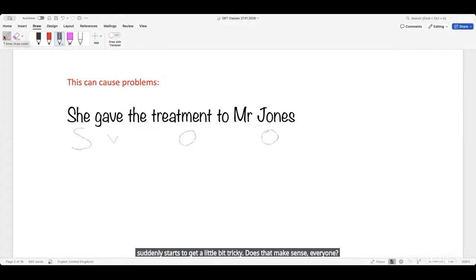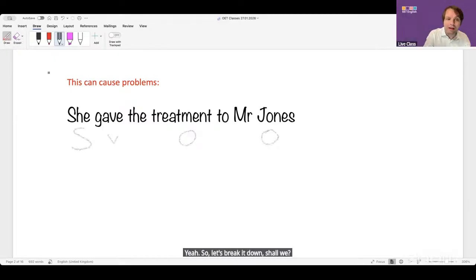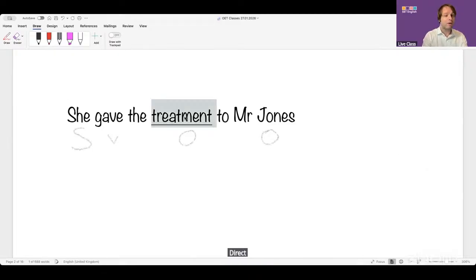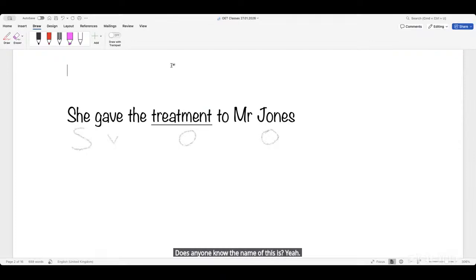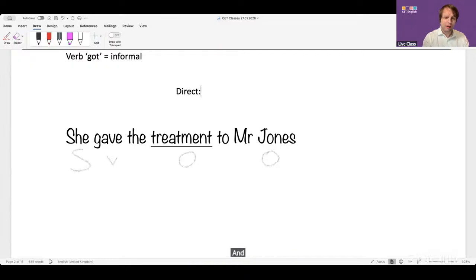Yes, a bit confused. So let's break it down, shall we? Let's try and break this down. So there's two objects here. Does everyone agree? Two objects. One of them is called the, well, what's this one? Does anyone know what the name of this is? Yeah. Direct object. This is called a direct object, okay? And Zuhal's going to tell us what that means.